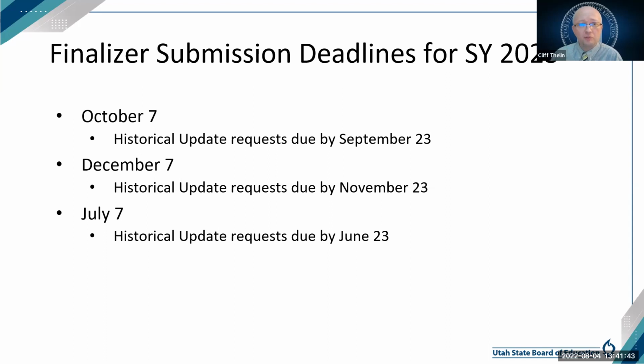And then there's the December 7th. So that would be a December 1st date, finalizing out to the 7th as the last day of the window, and then July 7th. And as mentioned here, the historic update requests have to be by the 23rd of the following month or preceding month. Go ahead to the next slide.